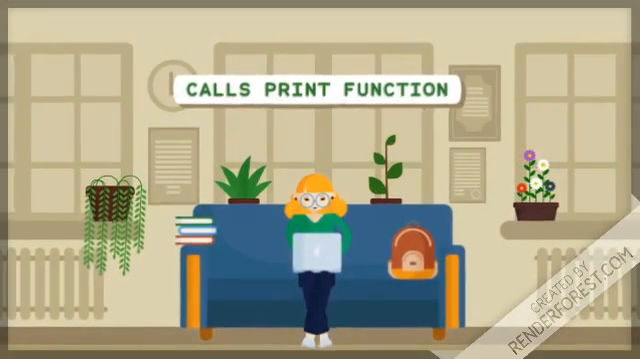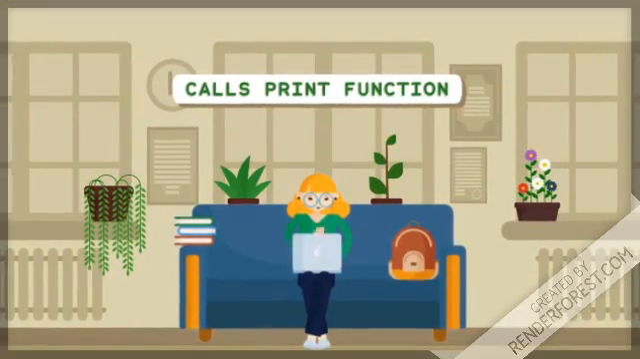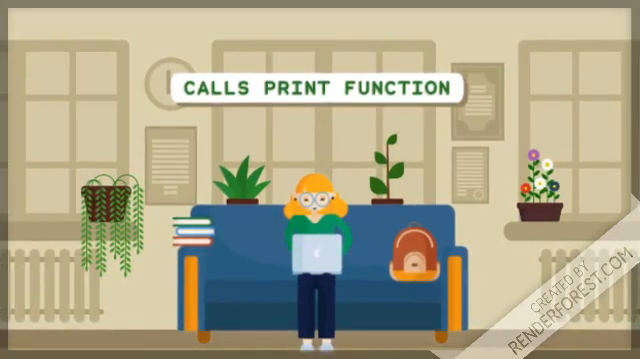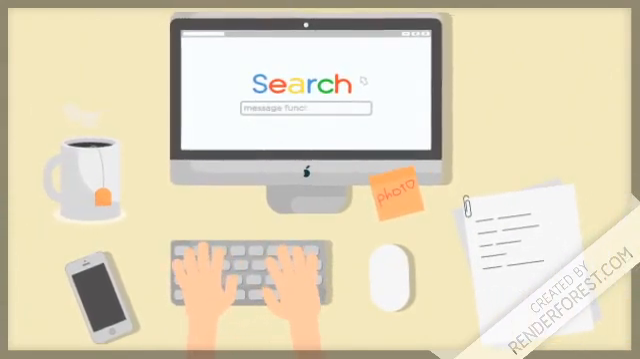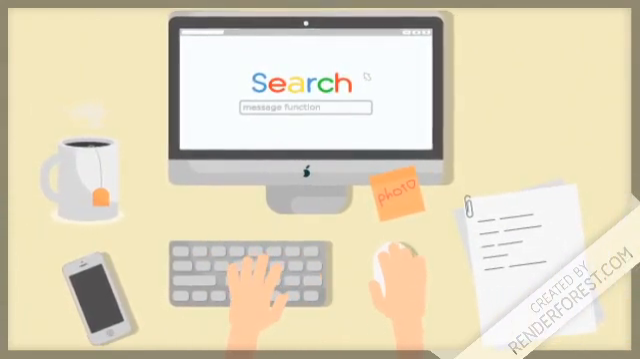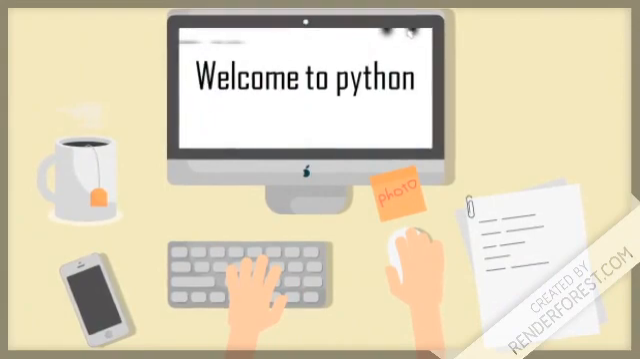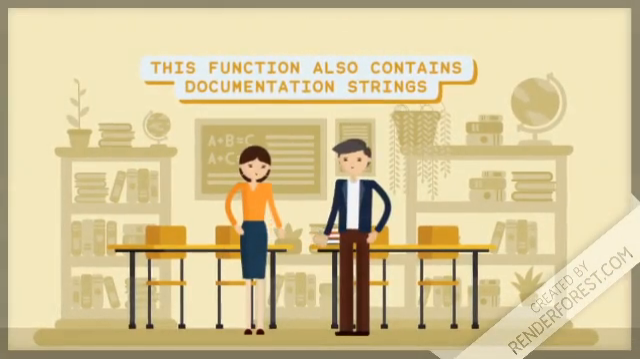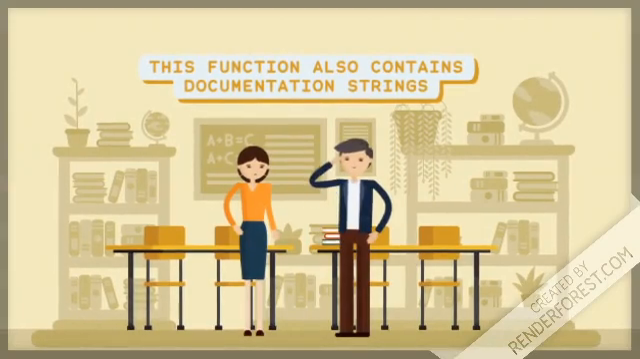Observe that the addXY function calls a print function that displays the sum of x and y. But it also contains documentation strings inside a pair of triple double quotes. Similarly, the message function, which is the second function, calls a print function that displays the message Welcome to Python. This function also contains documentation strings written inside a pair of triple double quotes.